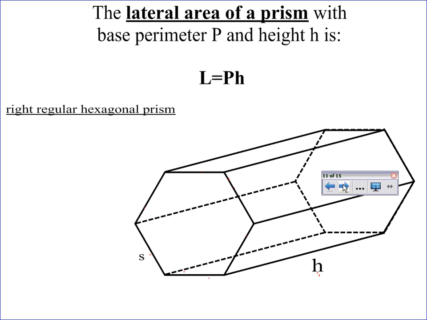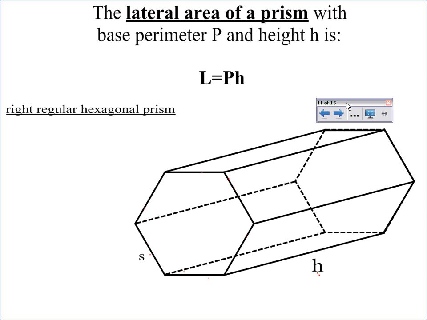Lateral area of a prism is Ph, perimeter times height. So we take the perimeter times the height. In this case, it's a six-sided figure, so it would be 6s times the height. Perimeter times height.